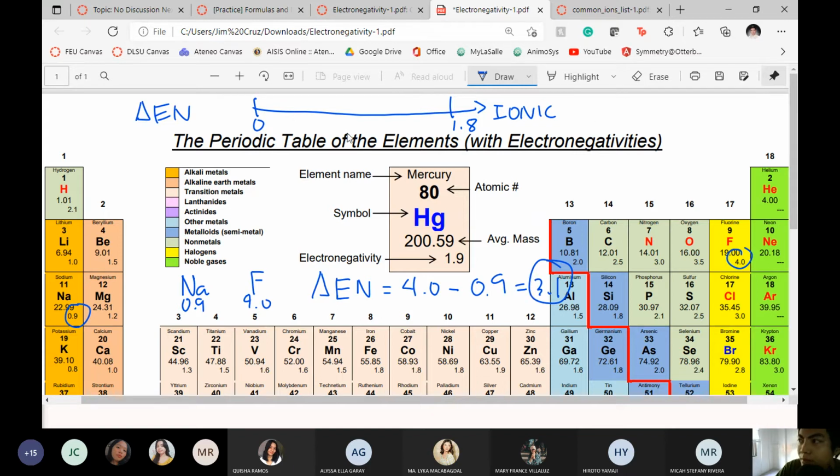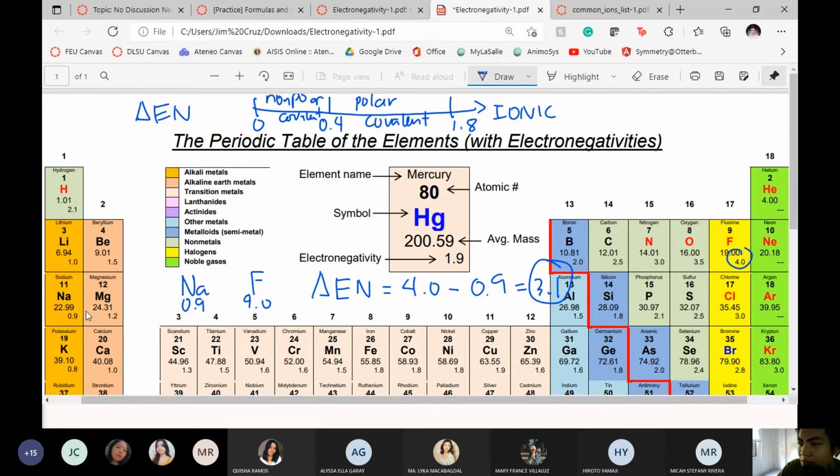However, if it falls below it, you can have 2 options. You can have a polar covalent bond and a non-polar covalent bond. The details about covalent bonds will be given to you in your laboratory. Our focus right now is the ionic. So keep in mind that the electronegativity difference of ionic compounds is usually greater than 1.8.